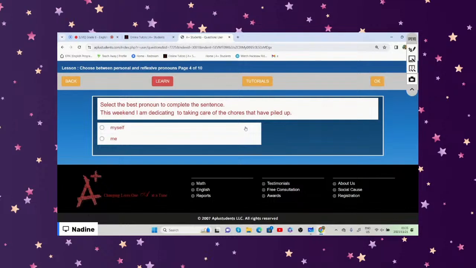This weekend, I am dedicating to taking care of the chores that have piled up. So this weekend, do we say I am dedicating myself, or I am dedicating me to taking care of the chores that have piled up?